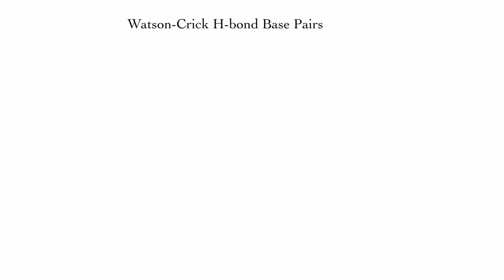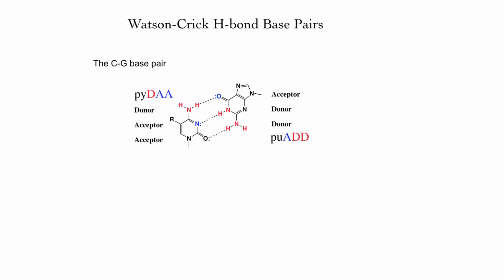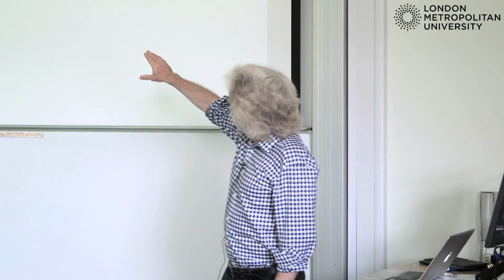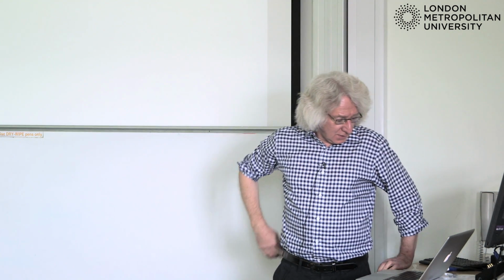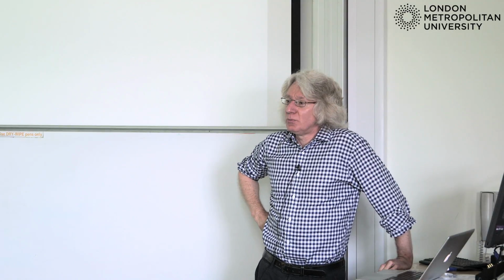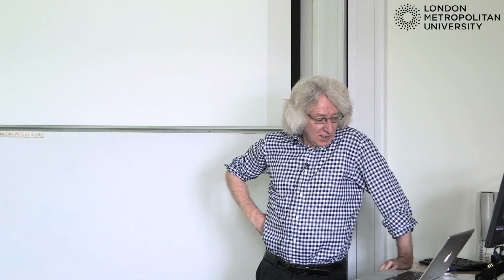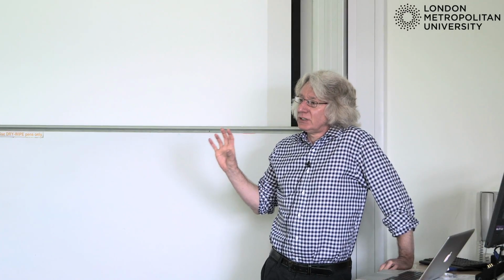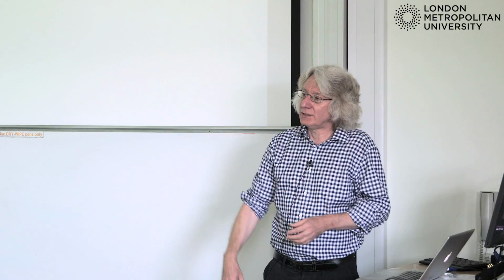And the Watson-Crick hydrogen bonding base pairs, there's the CG base pair. Remember, C, the pyrimidine base, a small 6-membered ring, makes hydrogen bonded contacts with a large purine, in this case guanine. D stands for hydrogen bond donor, which is shown in red. And A stands for hydrogen bond acceptors, which are shown in blue. So the NH groups are hydrogen bond donors, and they interact with the lone pairs on either oxygen or nitrogen atoms in the complement base.